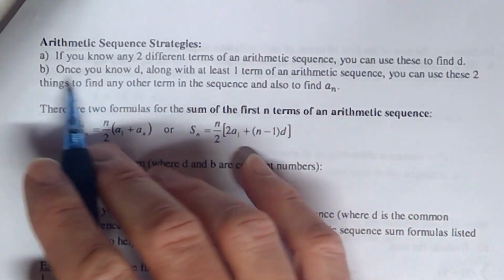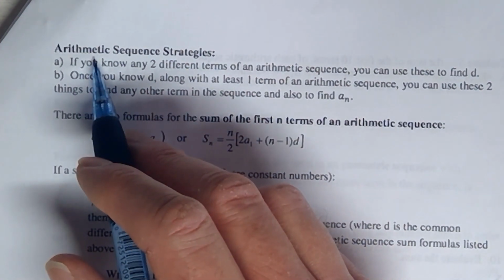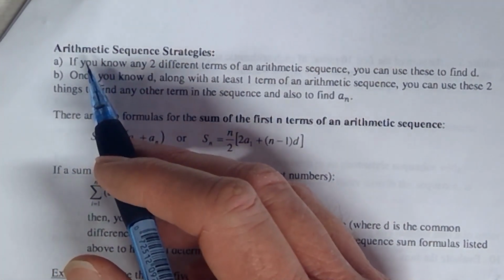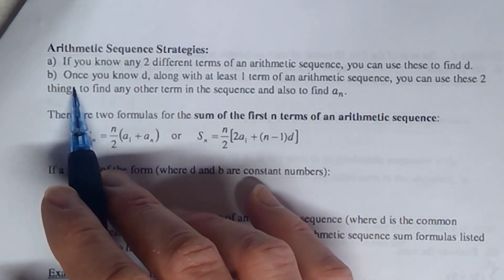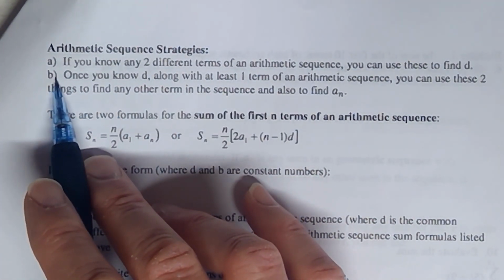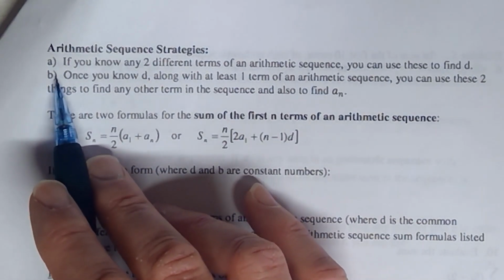It says arithmetic sequence strategies. And I want to make this really clear, you guys. We're just talking about arithmetic sequences. They're not other sequences. When you have arithmetic sequences, I'm going to look at the strategy letter B first, because A is going to tie into that actually.